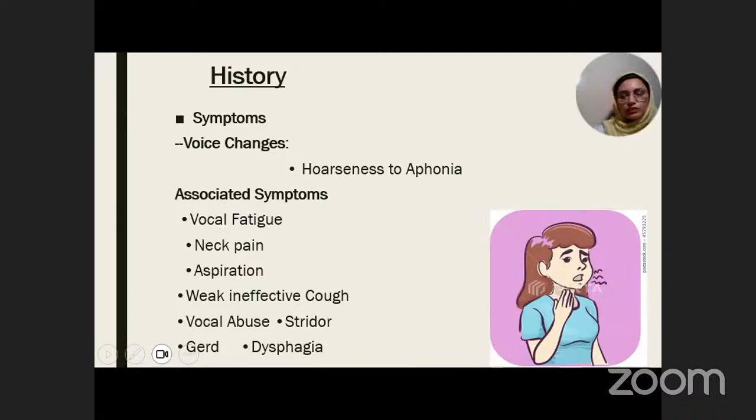60% of the cases can be diagnosed by taking a proper history and detailed examination, so our detailed medical and surgical history is particularly important. Most of the time, the patient will present with symptoms like voice changes, which can range from hoarseness of voice to aphonia. Complete the OPQRST of symptoms. Ask the patient about onset, duration, progression, aggravating factors, relieving factors, and associated symptoms. Patients with bilateral vocal cord paralysis will present with stridor or aspiration. Associated symptoms include vocal fatigue, neck pain, aspiration, weak ineffective cough, vocal abuse, stridor, GERD, dysphagia.